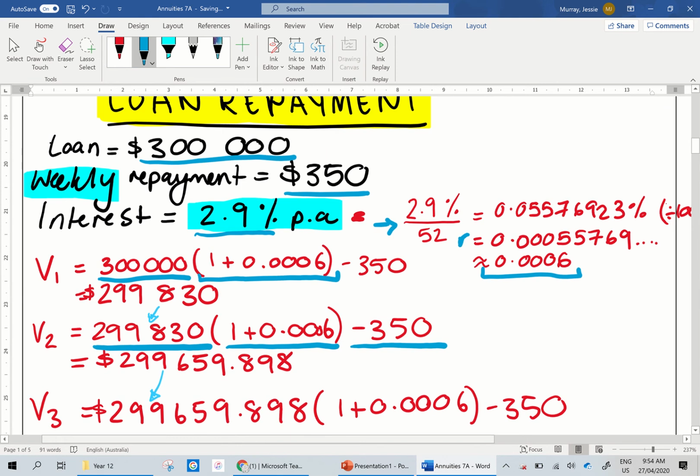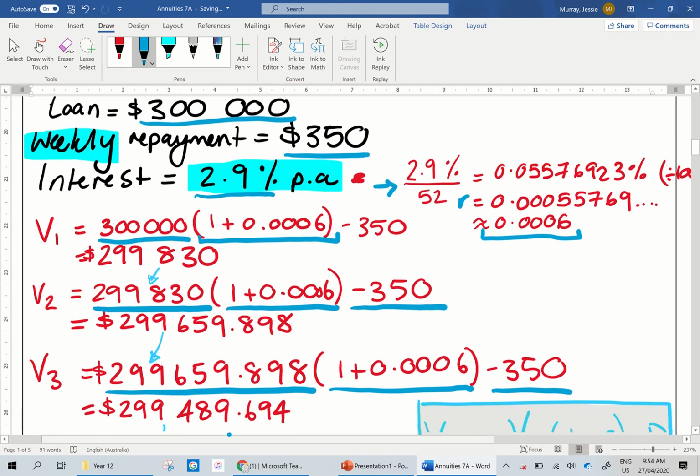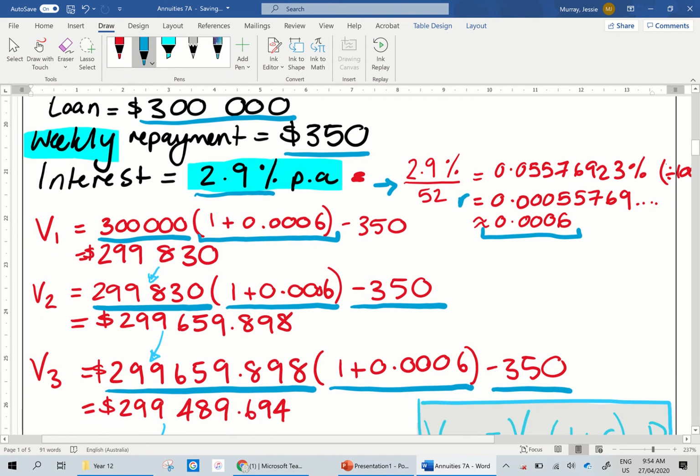Okay, after the third week, my amount that I had left owing from last week gets charged interest again, and then I pay off my $350 repayment and I get my value. So hopefully you can see it's just going to keep doing this every single week. It takes that recursive relationship, it takes the answer from the week before, and that is charge interest.